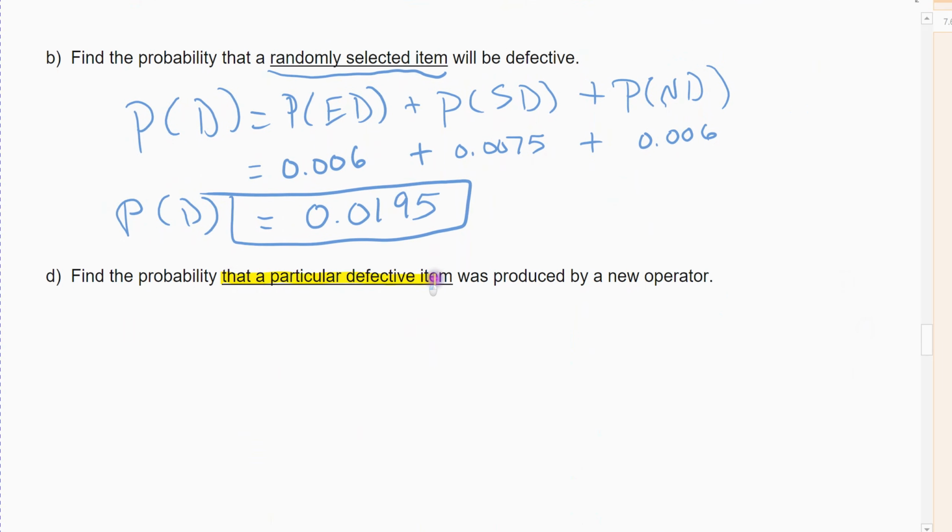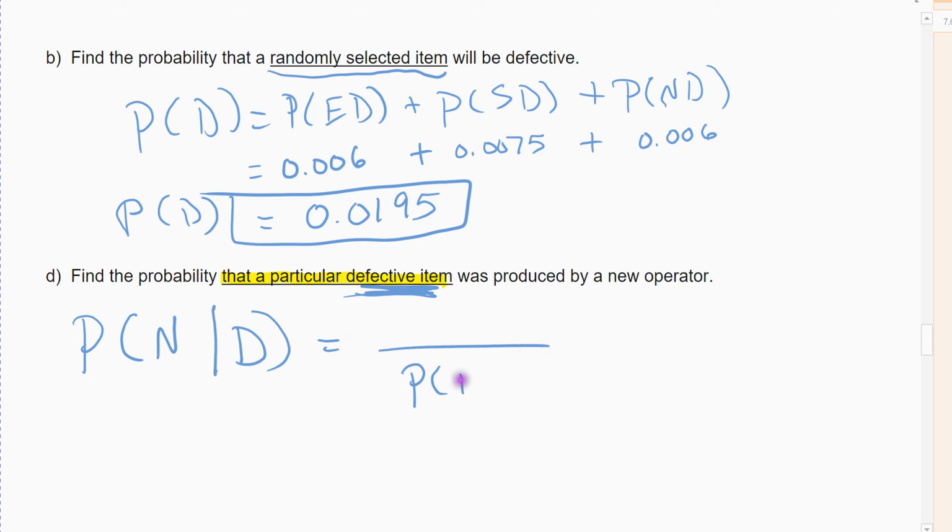Find the probability that a particular defective item was produced by a new operator. Okay, so again, the difference between this one and the previous one is there's a randomly selected item, meaning all items can be picked. This one's not all items. Right? It's looking at only those items that are defective. So given I've got a defective item in my hand, I've got a bad item, I want to know what's the chance that that bad item was produced by the new guys. So this is a conditional. Probability that it was a new operator given I've got a defective item.